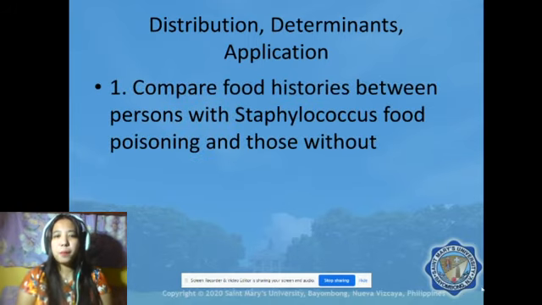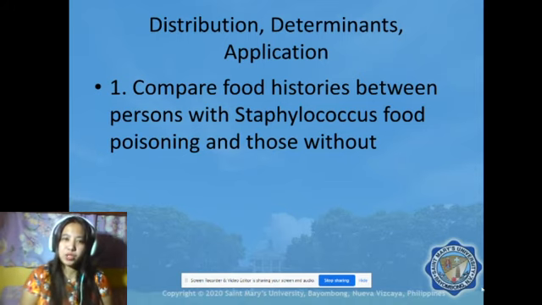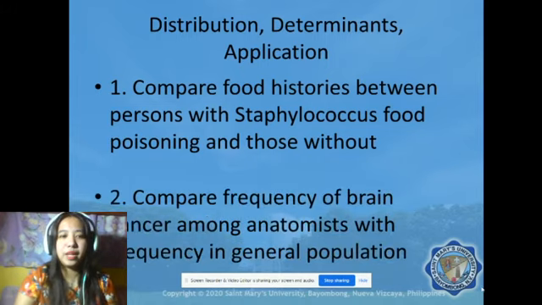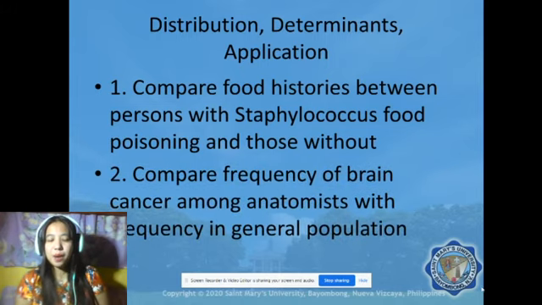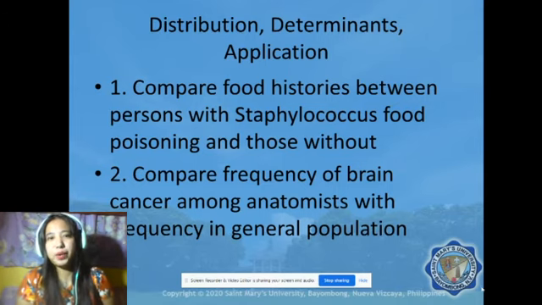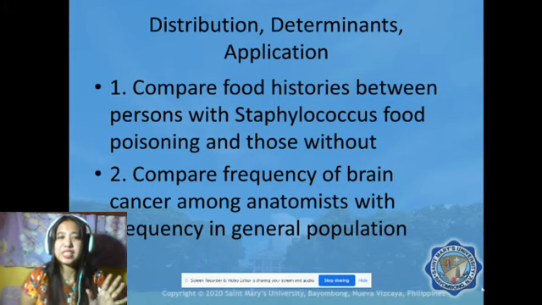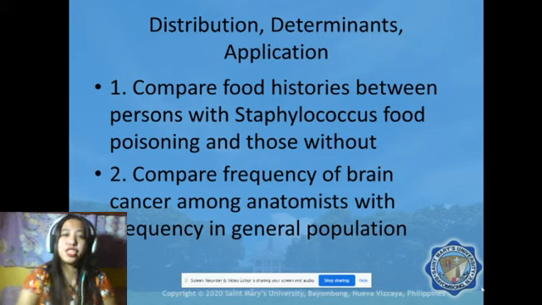For number one, compare food history between persons with staphylococcus food poisoning and those without. We are conducting a comparison of those with and without staphylococcus, which means this is determinants. Number two, compare the frequency of brain cancer among anatomists with the frequency in the general population. This is again a comparison of a sample with the general population. To answer this question, it is not enough to involve description or distribution.